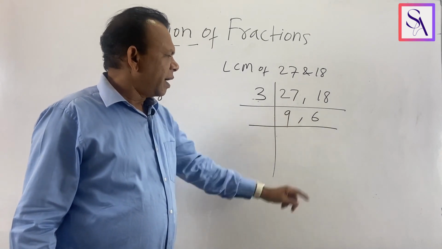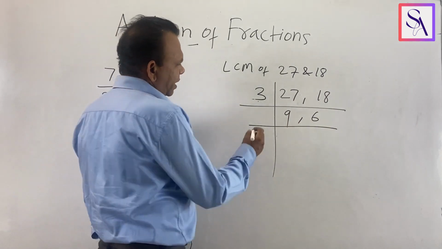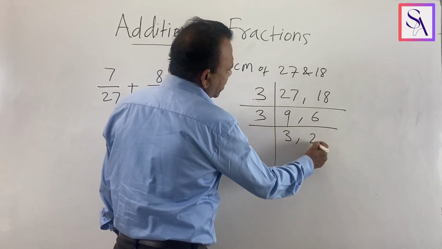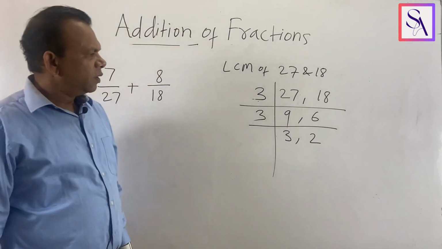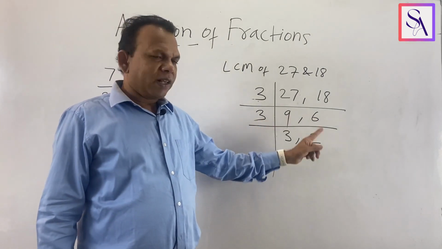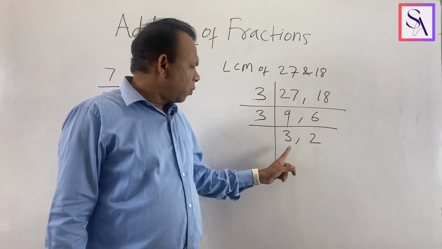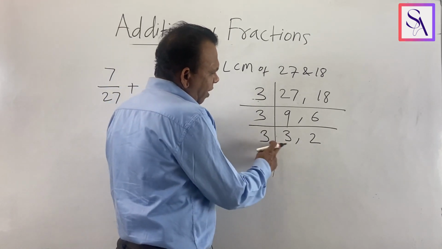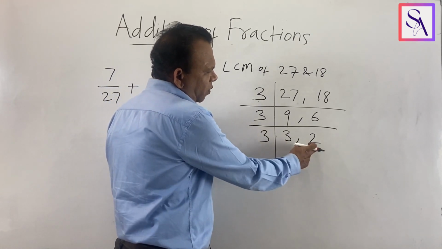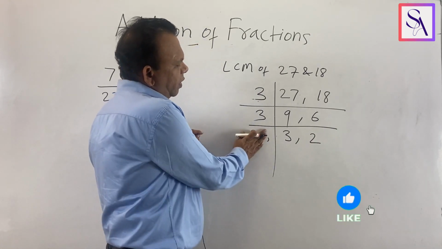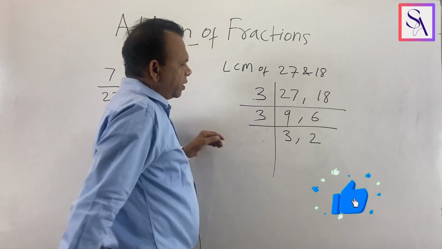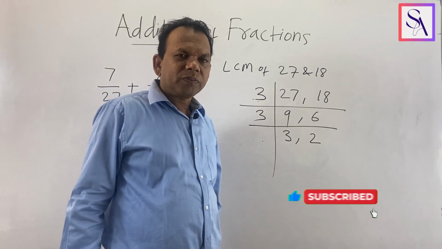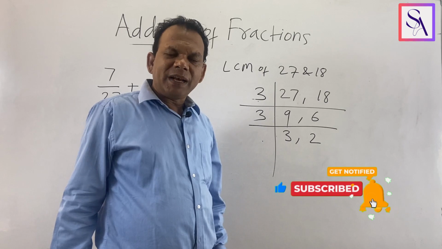Now 9 and 6 came. Again we need to find another number, that is 3. 3 3s are 9, 3 2s are 6. Right? So 3 is dividing 9 and 6 as well. Now can I take 3 here? 3 will divide this 3, but 3 will not divide 2. So 3 will not divide both the numbers. Right? So is there any number which will divide 3 and 2? No, there will not be any number.